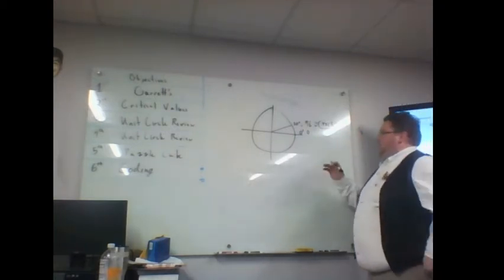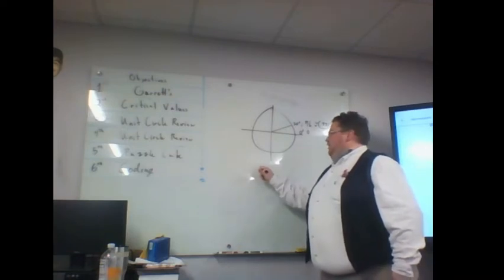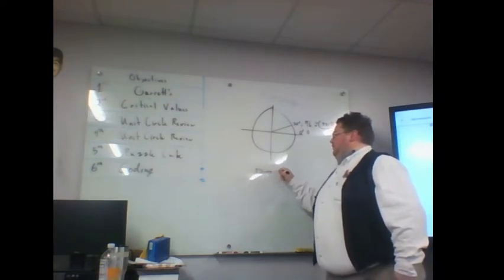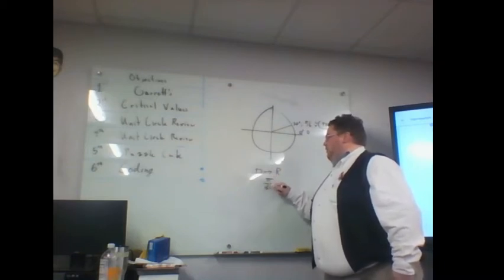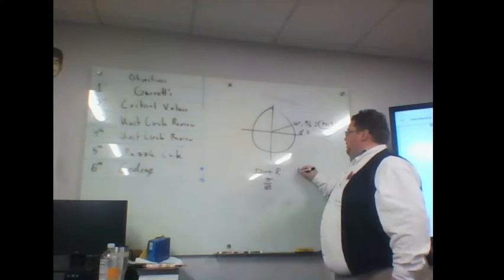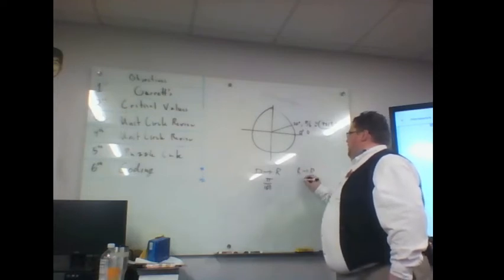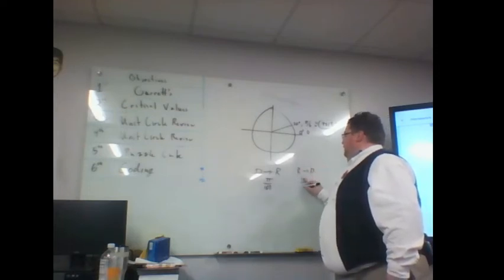I could list out the formulas and be like, hey, to go from a degree to a radian, I multiply by pi over 180. To go from a radian to a degree, I multiply by 180 over pi.